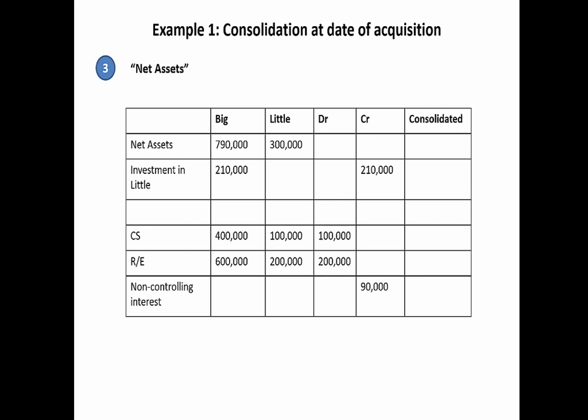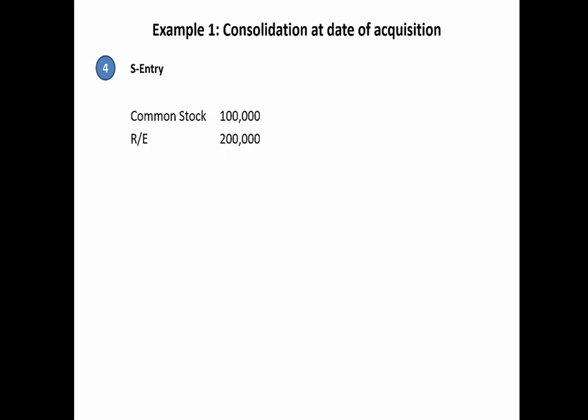In the owner's equity section, we're going to be eliminating Little, the subsidiary's equity, leaving us only with Big's common stock and retained earnings. And then finally, we're creating this $90,000 non-controlling interest representing the non-controlling shareholders' ownership of a portion of one of Big's subsidiaries.